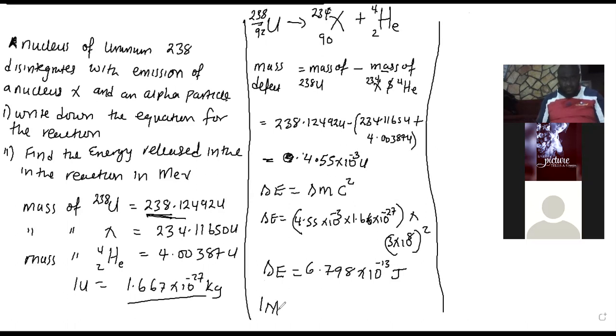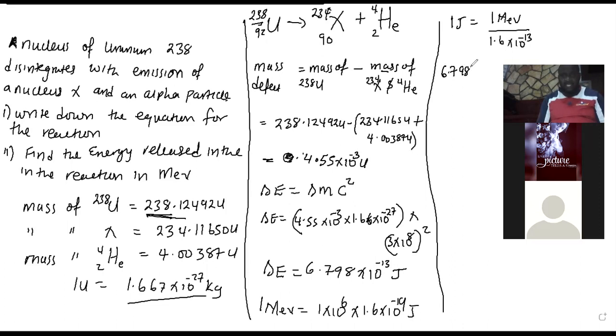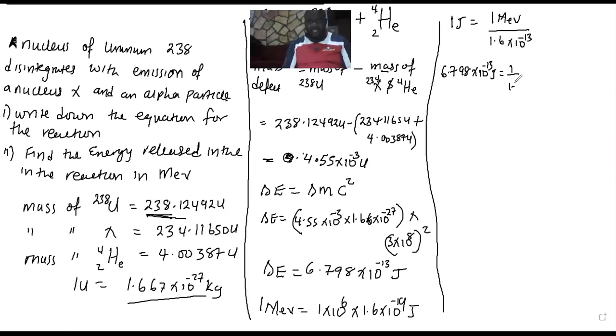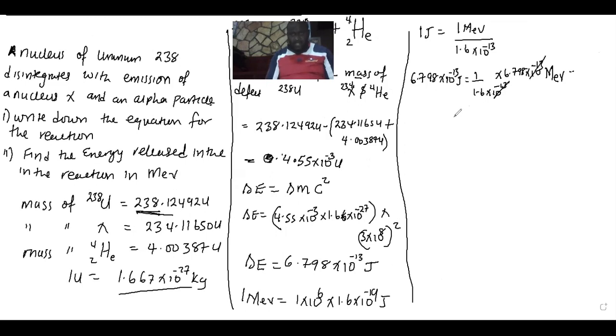Now, if you recall, 1 mega electron volt is equal to 1 times 10 to the power 6 for the mega, times 1.6 times 10 to the power negative 19 joules. That means 1 joule is equal to 1 mega electron volt divided by 1.6 times 10 to the power negative 13. So for that reason, the 6.798 times 10 to the power negative 13 joules will be equivalent to 1 over 1.6 times 10 to the power negative 13 times 6.798 times 10 to the power negative 13 mega electron volts. I can cancel the exponent 13 with this one. When you press the calculator, what answer do we have?